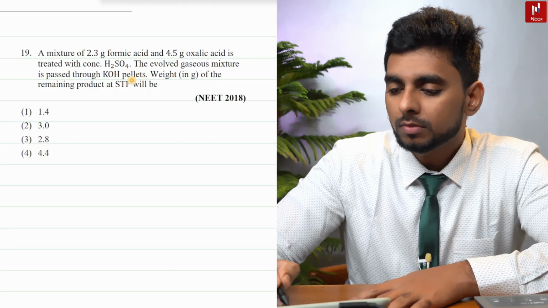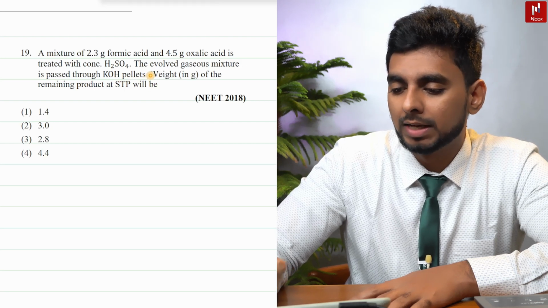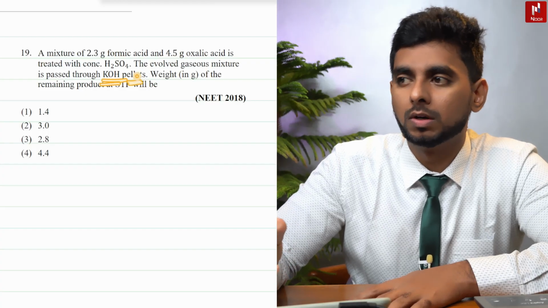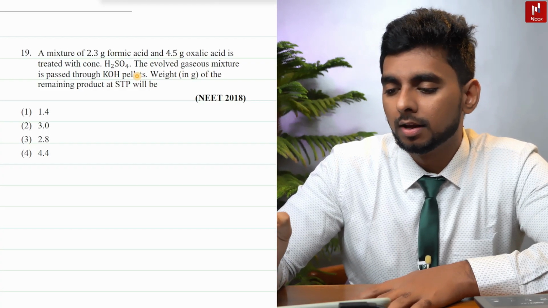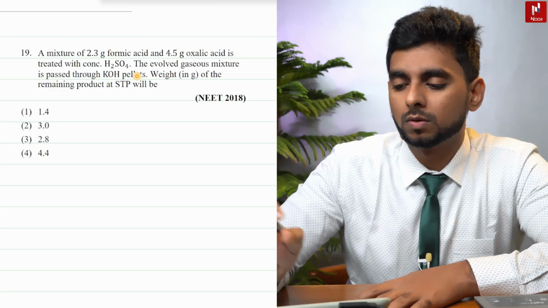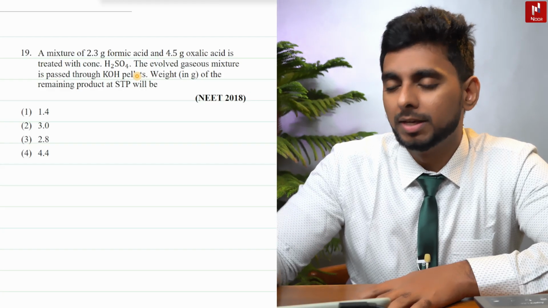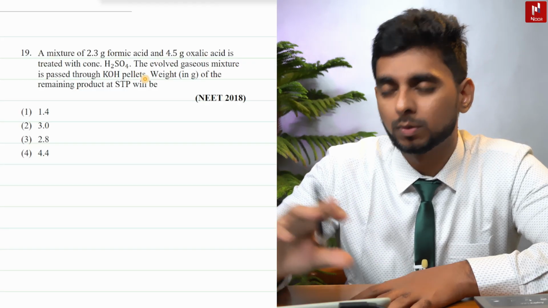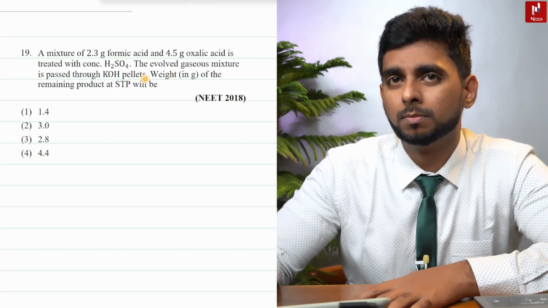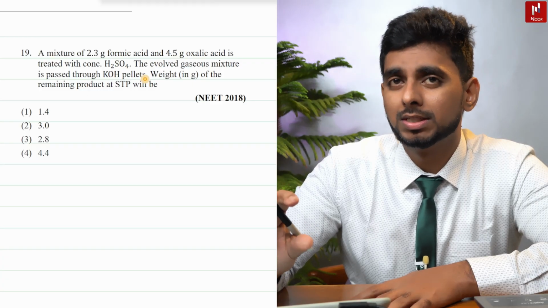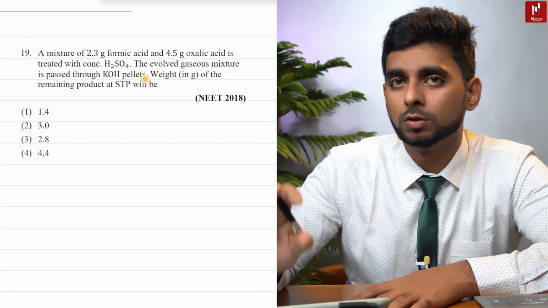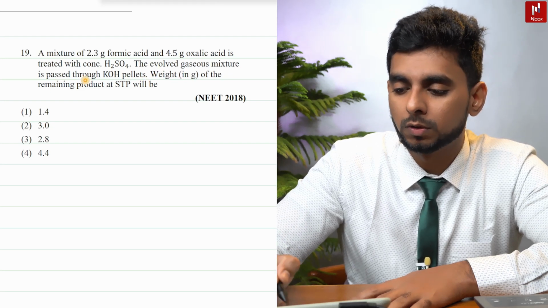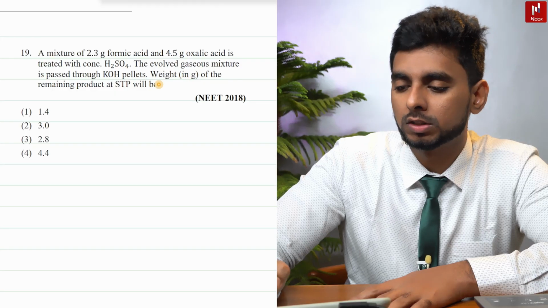Fine. The next statement is the evolved gas mixture is passed through KOH pellet. Fine. So this KOH pellet will absorb carbon dioxide and the water vapor in it. The rest of the product will not be absorbed. So when you pass a gas mixture through KOH pellets, it will absorb all the carbon dioxide and the H2O in that mixture. Fine. So that's what is going to happen over here. The evolved gaseous mixture is passed through KOH pellet, which will absorb the carbon dioxide and water.